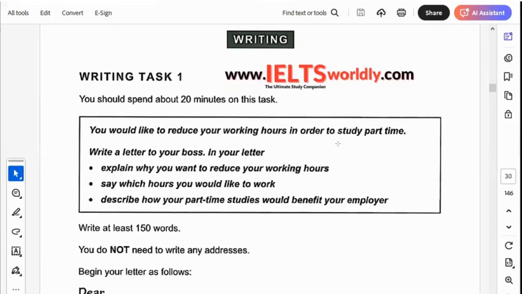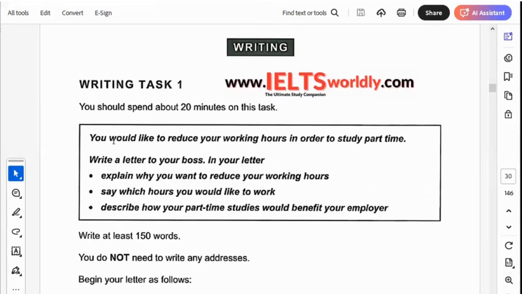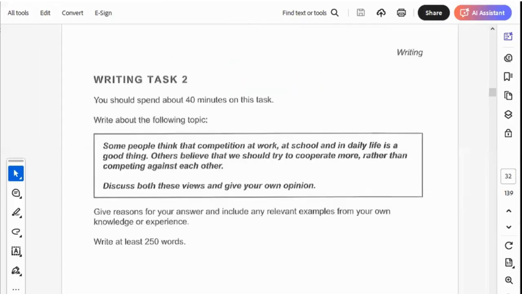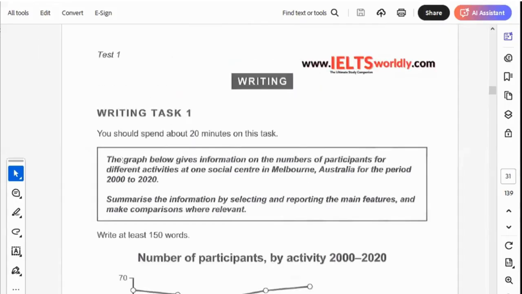Look at it. Writing task 1 for Cambridge General. You would like to reduce your working hours in order to study part-time. Write a letter. Can you see? Letter.